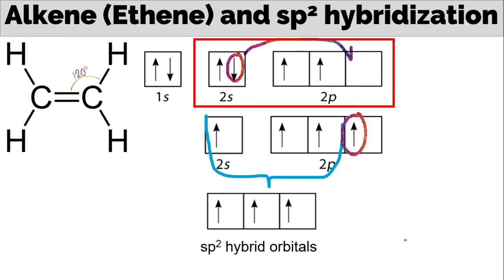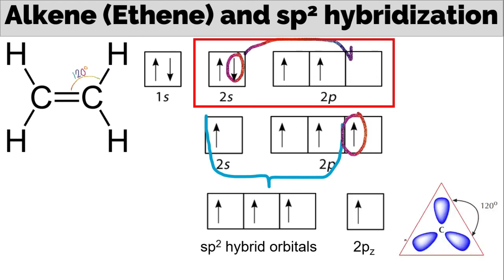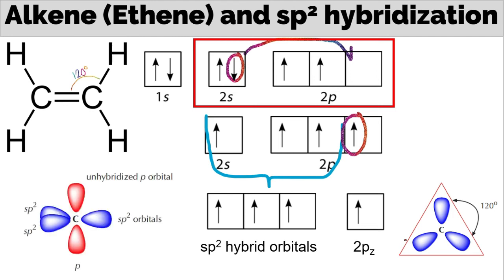Now, this is the top view of this arrangement, the trigonal planar. So for us to see the unpaired electron, let's switch it to a side view. So we will now have this one, the sp2 hybrid orbitals.